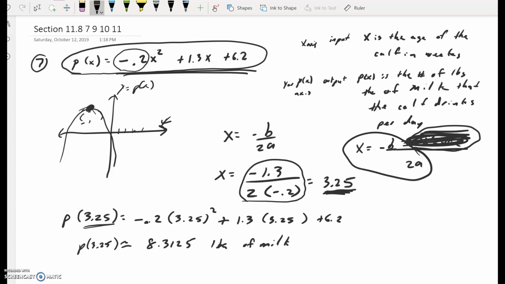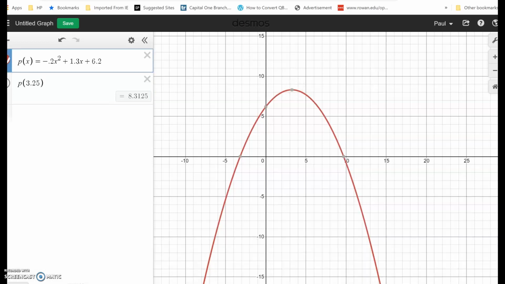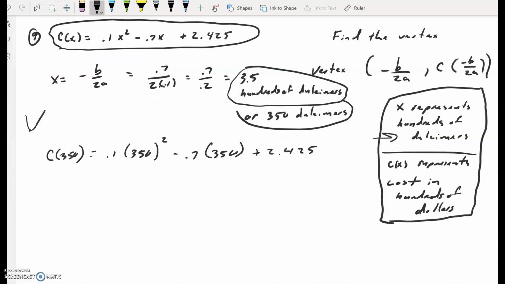A couple of interesting things to note. If you go over to Desmos and graph this, you see that the x value of the vertex is pretty close to what we had. And notice also, if on Desmos you put in the function p, and then you put in p of 3.25, it gives you the 8.3125 automatically. It does the calculation of substituting in 3.25 and giving you the answer. That is a way of checking, if you don't have a back of the book answer, checking to see that you press the buttons on your calculator correctly. So Desmos is pretty cool.